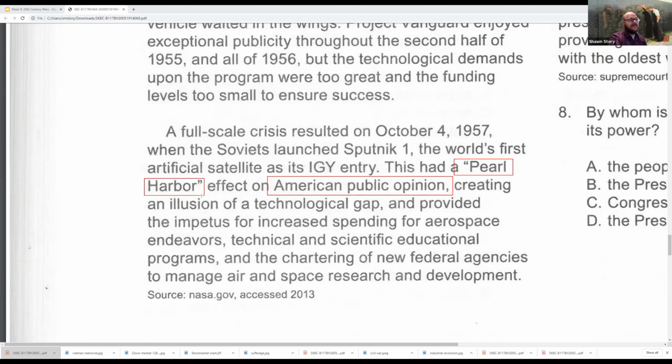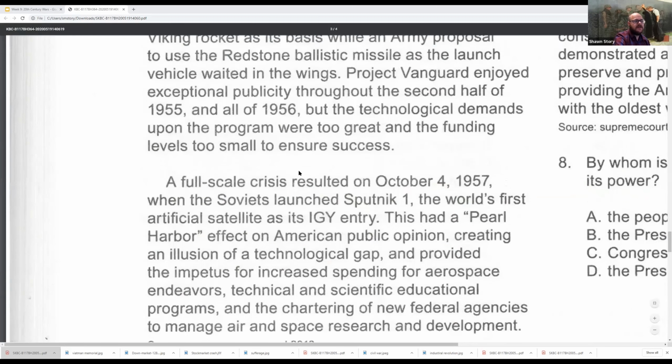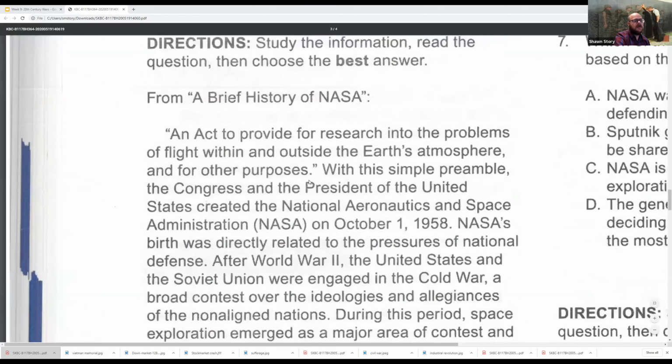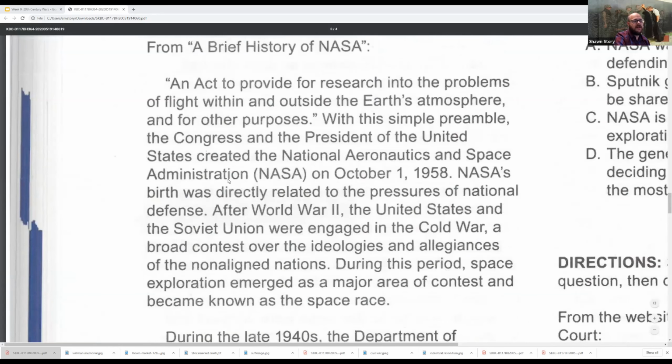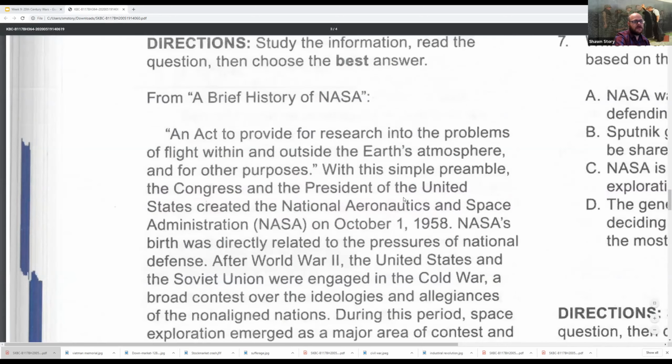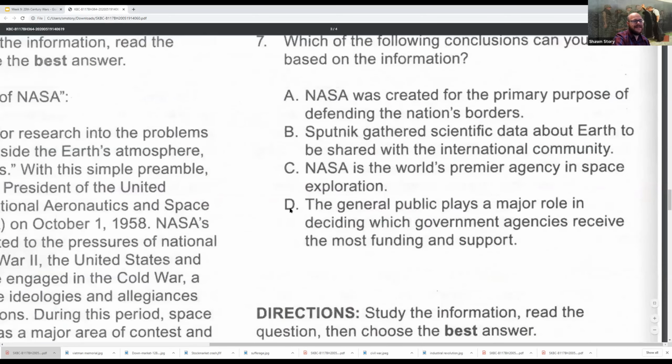Another country has advanced us in technological advancement. We need to do something about it. So how did the US government respond? Well, the US government responded the next year, in 1958, by creating the National Aeronautics and Space Administration, also known as NASA. So our best answer is D. The general public plays a major role in deciding which government agencies receive the most funding and support.